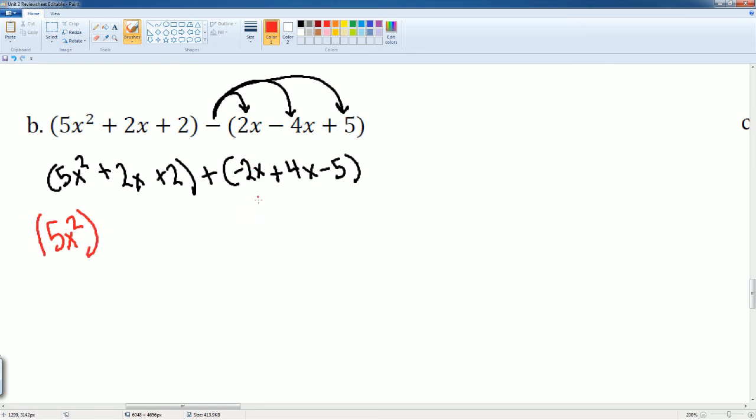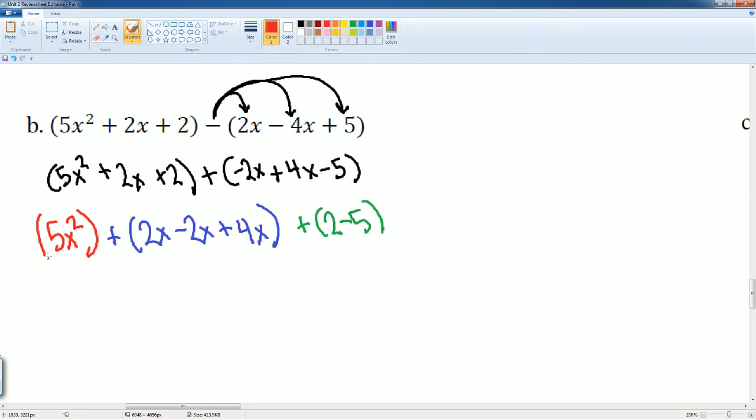What about our x's now? So I made that blue. So I'm going to add. I have 2x here. I have a minus 2x here. Look, I also have a plus 4x here. Wow. This time they had 3 x terms here. 2x minus 2x plus 4x. Wow. Then our last term was our 2 minus 5.